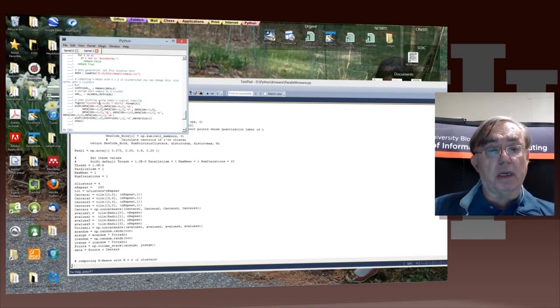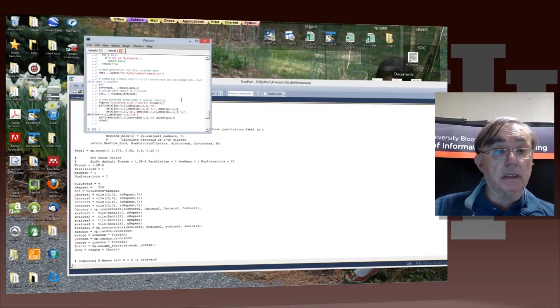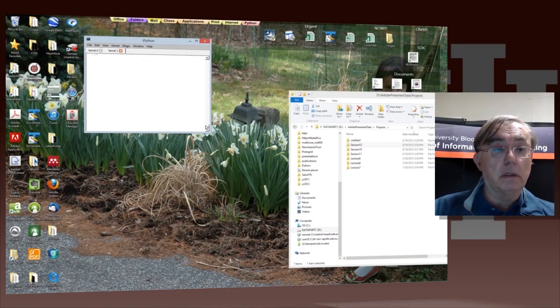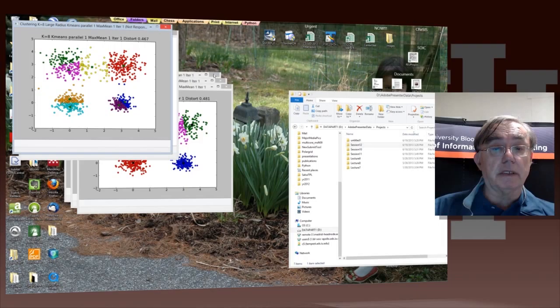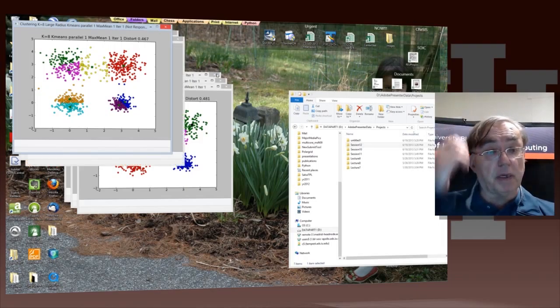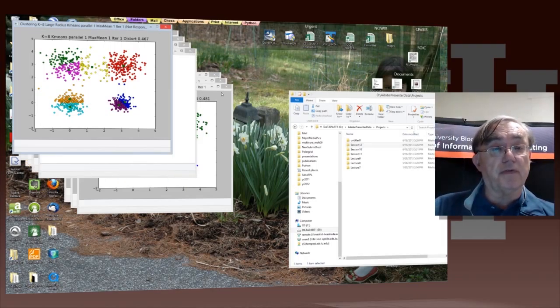Should produce 8 plots if we're lucky. Takes a little while because, unlike some of our code, it's actually doing something non-trivial. It's generating Gaussians and then doing clustering with them and things like that. And here they are, they're popping up. They took a little while to get going. So this program popped up 4 files.